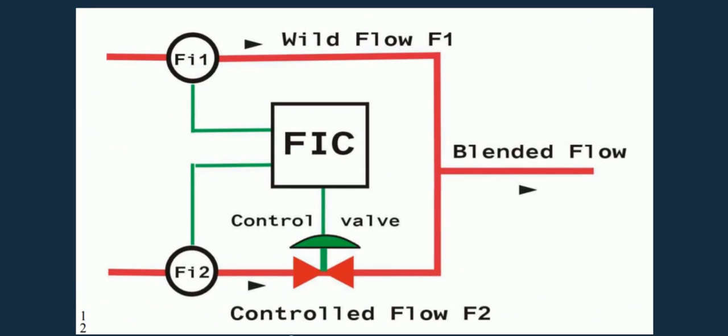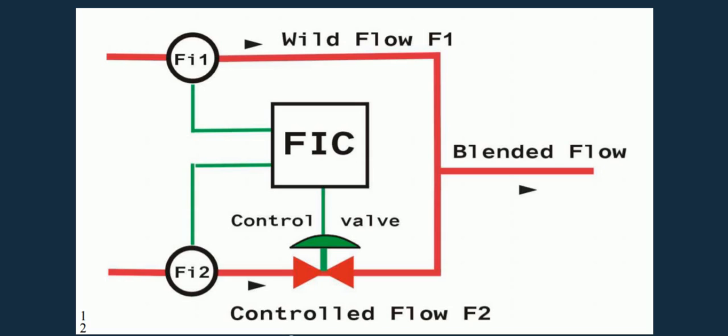This figure shows a typical ratio control that adjusts the flow rate of one stream based on another. The top stream is known as the wild stream. This is because its flow rate is not maintained by the ratio controller. The bottom stream is the controlled stream and is fitted with a control valve to adjust the flow rate as needed.